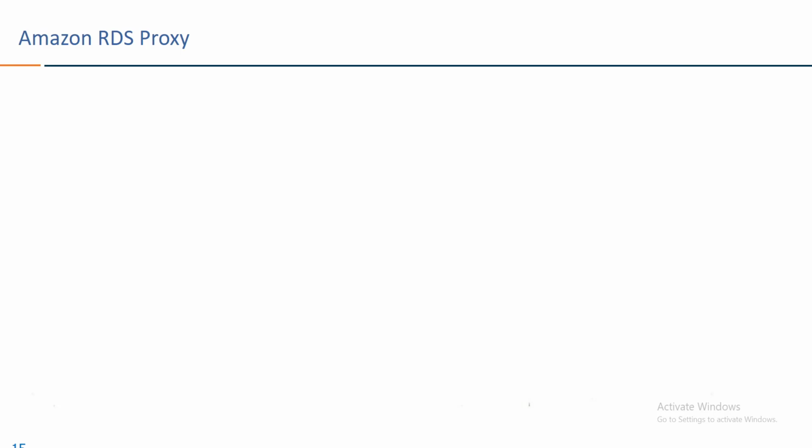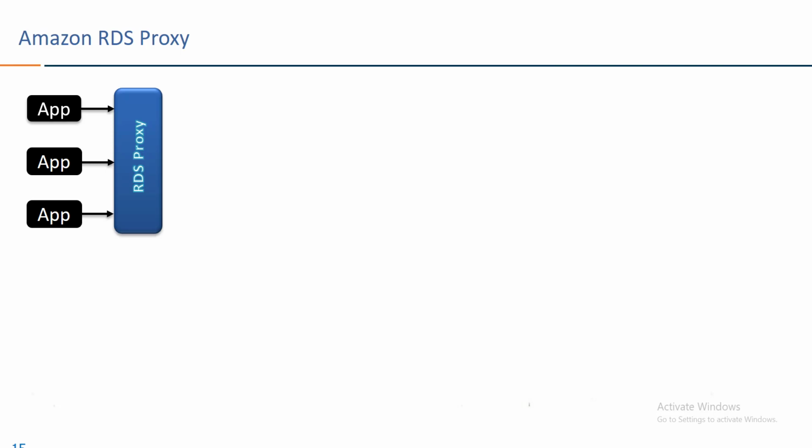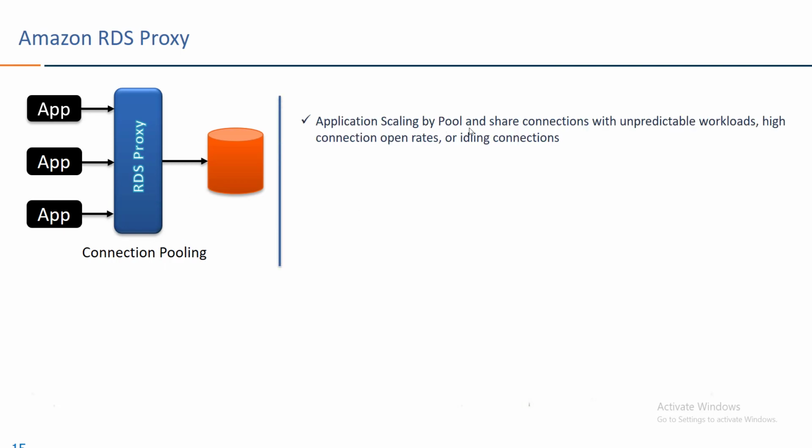To maintain that, either you have to create dedicated infrastructure or connection pooling, or you can use the latest feature called RDS Proxy. Suppose you have an application with a connection to the RDS Proxy, and using the RDS Proxy you can connect to the database. So it's a kind of connection balancing. For what purpose? Applications scaling by pooling and sharing connections with unpredictable workload, high connection open rate and idling connections, with no infrastructure to manage. It distributes workload across availability zones to tolerate an availability zone outage.